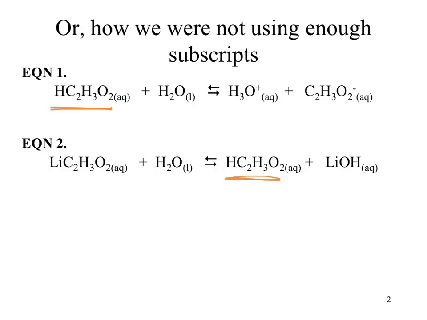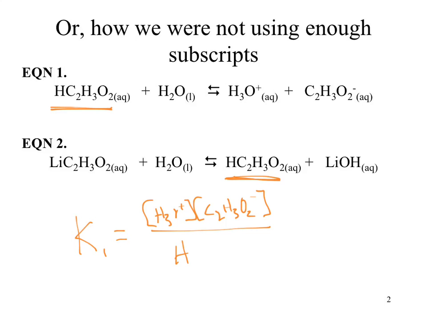Just because we have similar terms doesn't mean the equilibrium expression is the same. If we went through and solved for equation 1, what would our equilibrium expression look like? K equals our products. So we have H3O plus over HC2H3O2. Why do we not include water? Because it's a liquid. It's in a different phase. We don't need to worry about it.